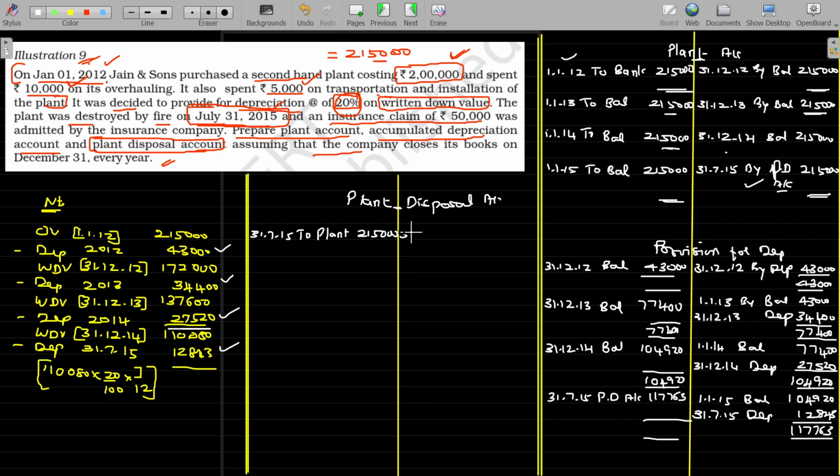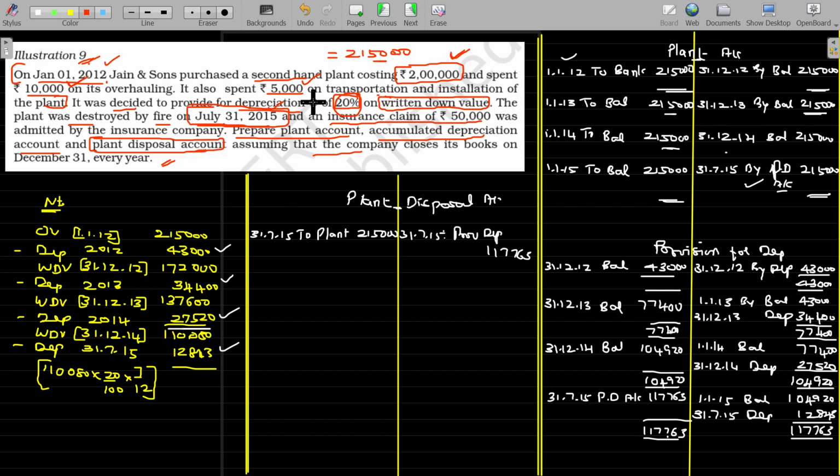So on the same date, 31/7/15, provision for depreciation, this value being 1,17,763. And finally, the provision for depreciation is closed. No more provision is required as the asset is already destroyed. And plant is also 0.